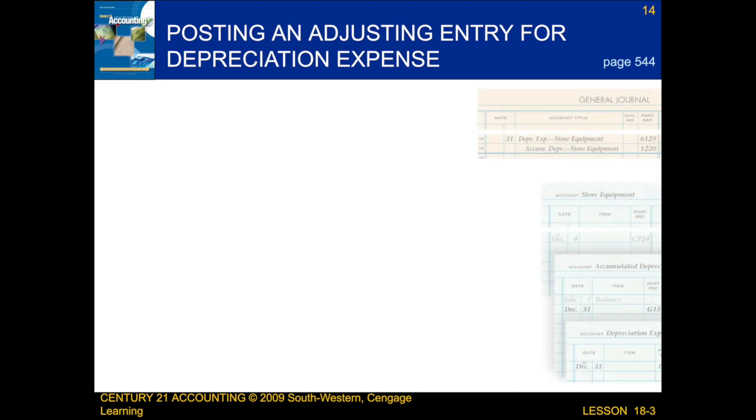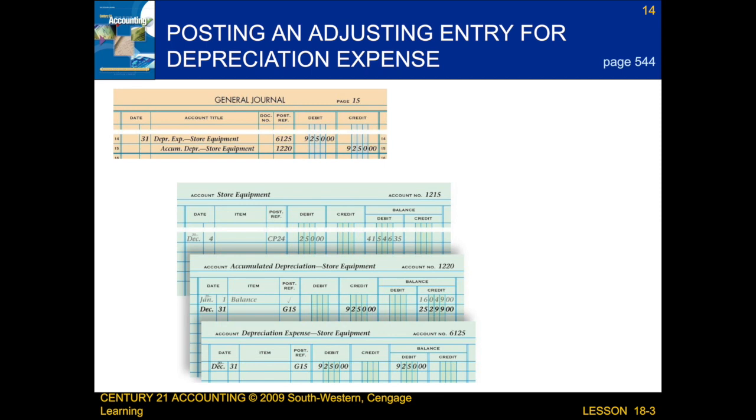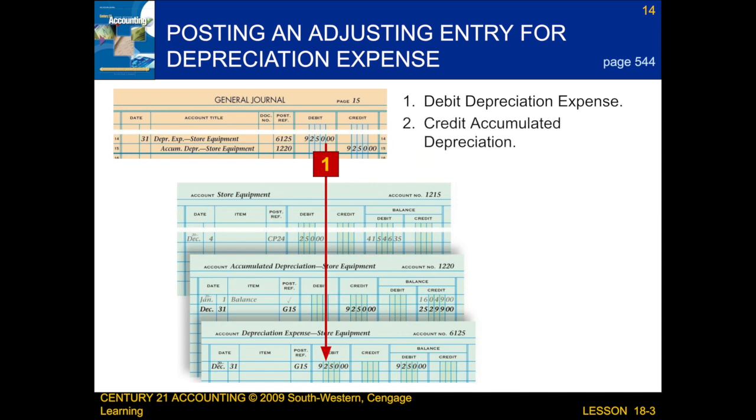Okay, so the last thing that we're going to be talking about in this lesson is posting an adjusting entry for depreciation expense. So when we post an adjusting entry for depreciation expense, there are a couple of steps that we have to follow in order to complete this process. First, we record the amount as a debit to depreciation expense. And then we record the same amount again as a credit to accumulated depreciation.